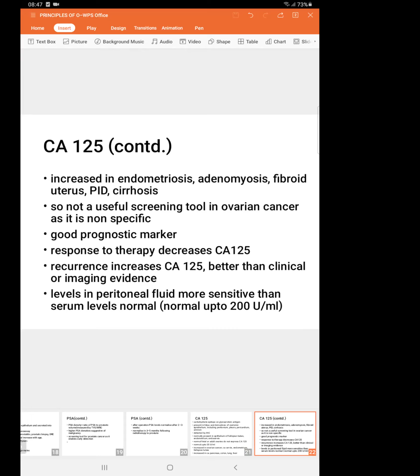But it is a good prognostic marker. There is a good response to therapy, with a decrease in CA125 level, and with recurrence, CA125 level increases, which is earlier than any clinical or imaging investigation. The CA125 level in peritoneal fluid is more sensitive than in serum levels, and the upper limit of normal value in peritoneal fluid is 200 units per ml.